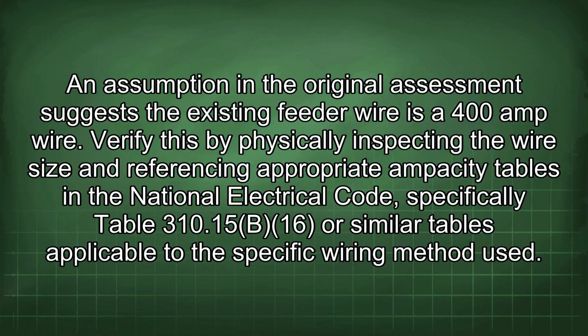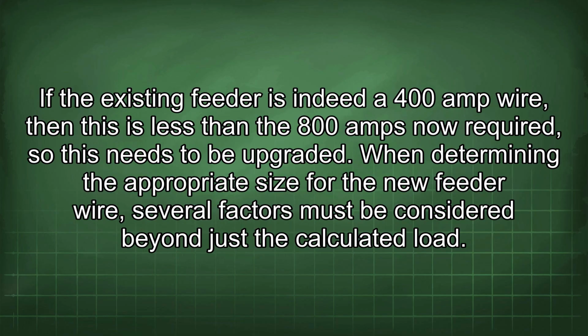Verify this by physically inspecting the wire size and referencing appropriate ampacity tables in the National Electrical Code, specifically Table 310.15(B)(16) or similar tables applicable to the specific wiring method used. If the existing feeder is indeed a 400 amp wire, then this is less than the 800 amps now required, so this needs to be upgraded.